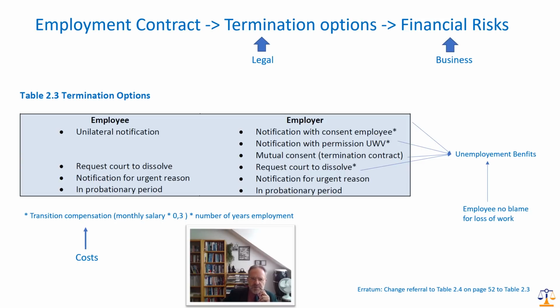If we start with the employee: the employee can always leave. The only thing he should do is take into account the termination term, so he may have to say, I leave in a month or 2 months, but then he's free to go. The employer cannot simply end the contract by notification, by a simple letter. He can do so if he gets the consent of the employee.